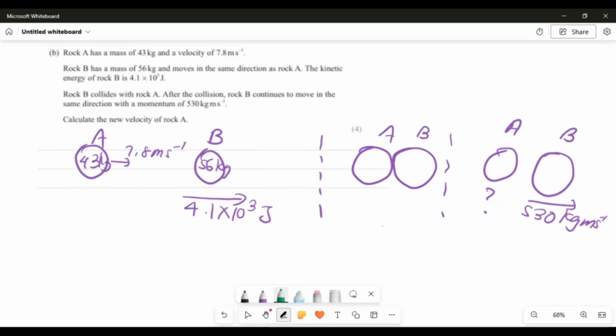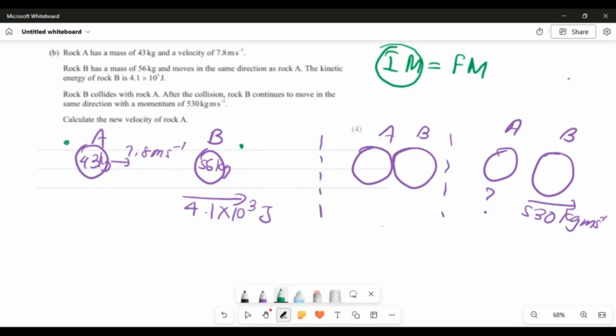We have to apply the law of conservation of momentum here because there are no external resultant forces. Basically, the law of conservation of momentum says that the initial total momentum is equal to the final total momentum. We shall check whether there is enough data in this question to find the initial total momentum. The initial total momentum should be the momentum of A plus the momentum of B.